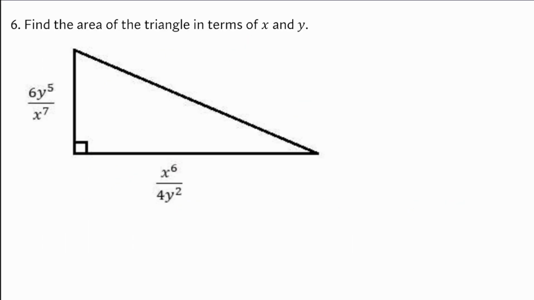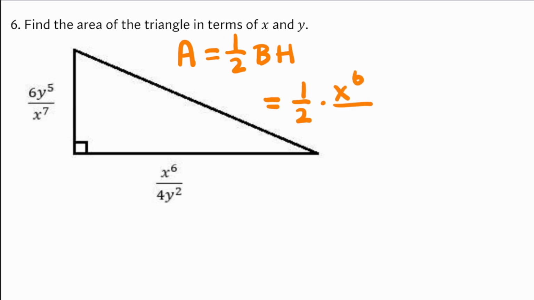All right, now we're asked to find the area of the triangle in terms of x and y. We need to know that the area of a triangle is given by 1/2 times the base times the height. We're given a right triangle, so it's easy to see the base and the height. So the area is 1/2 times the base, which is x to the 6 over 4y to the 2, multiplied by the height, which is 6y to the 5 divided by x to the 7.